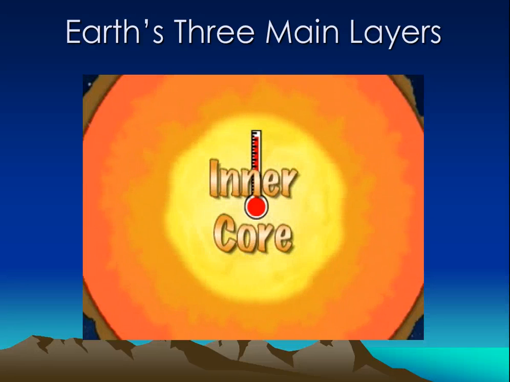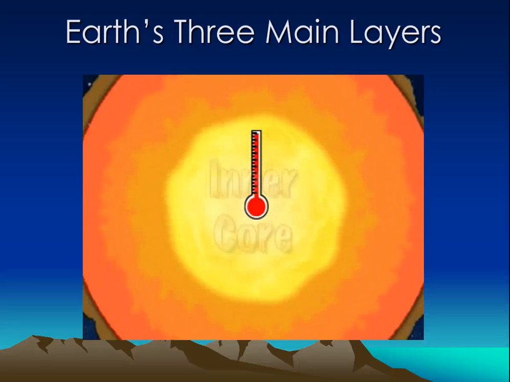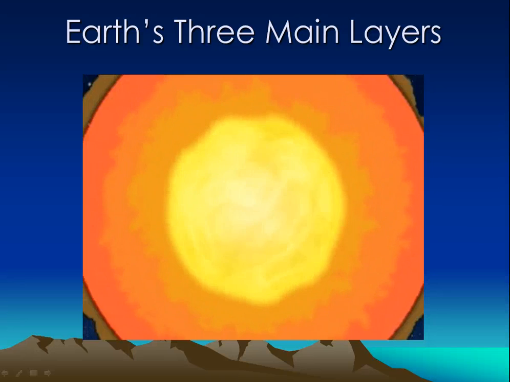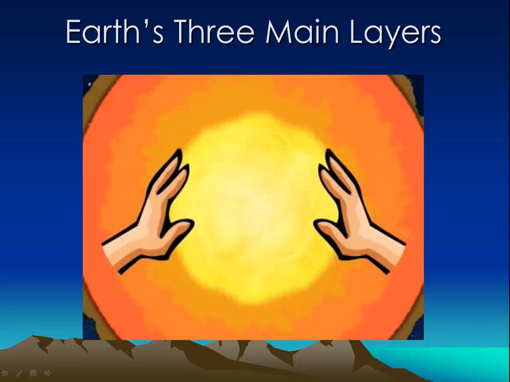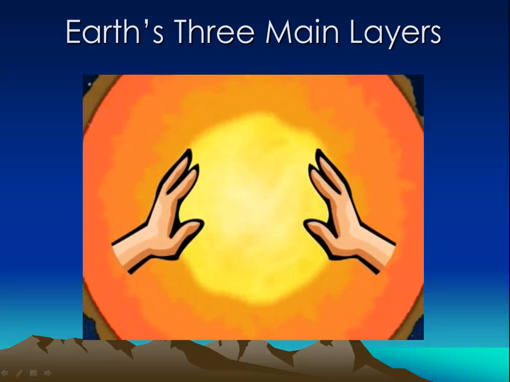The inner core, the very center of the Earth, is almost as hot as the sun. The inner core is made of iron and nickel. The inner core is solid, and it stays solid because of the pressure of the whole Earth squeezing it together.